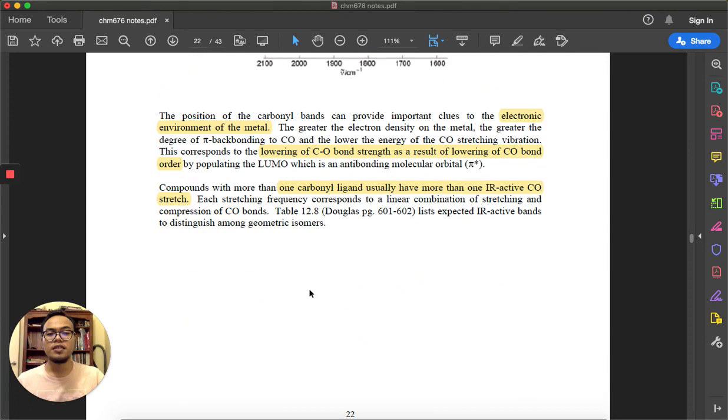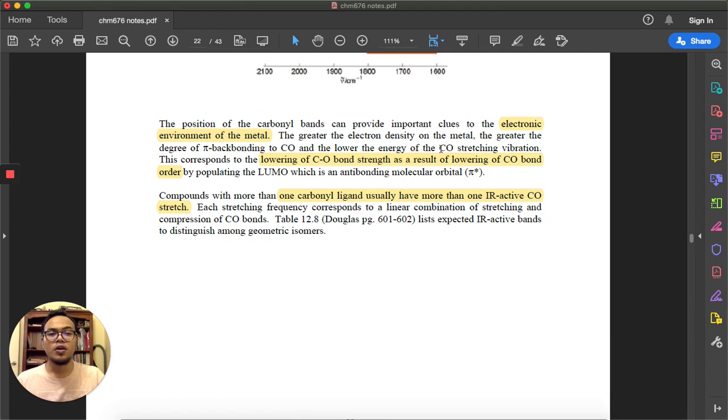Now the position of carbonyl bands can provide important clues to the electronic environment of the metal. Electronic environment means how dense the electron is there. If it is high in density, we call it rich in electrons, and if it is not that dense, then we call it lower electron density. I hope you are familiar with these terms. The greater the electron density on the metal, the greater the degree of pi bonding.